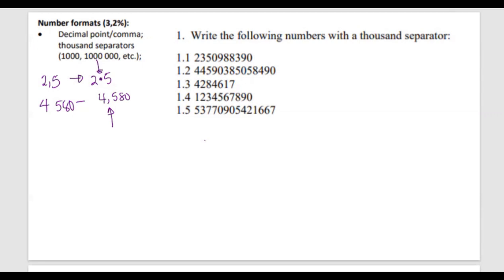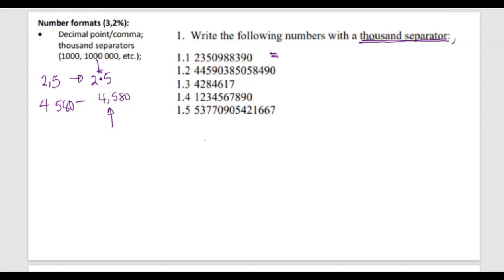All right. When we look at this, you know very well that thousands are separated after every 3 numbers from your right-hand side. So, for example, look at question number 1 here. Write the following numbers with 1,000 separator. That means we're going to put a separator whenever we see 3 numbers. We shall use a comma in other countries, and we shall use a space in South Africa.